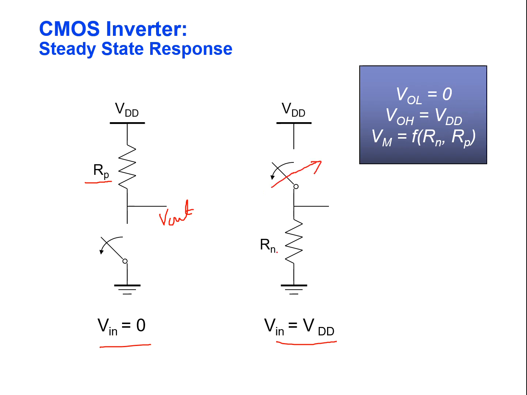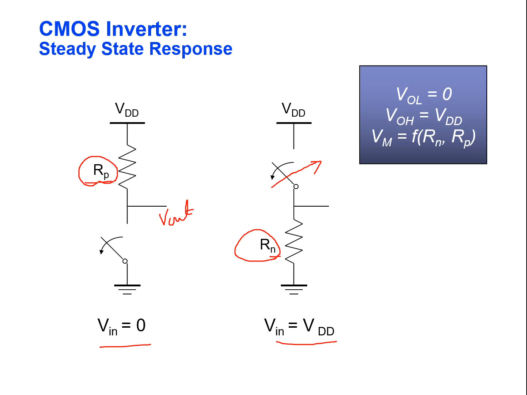As NMOS is a closed switch when your Vin is VDD, there exists an internal resistance Rn. This Rn is the internal resistance due to the NMOSFET. The Rp, when your Vin is 0, is the internal resistance when your PMOSFET is a closed switch. This resistance is mainly because of the PMOSFET.